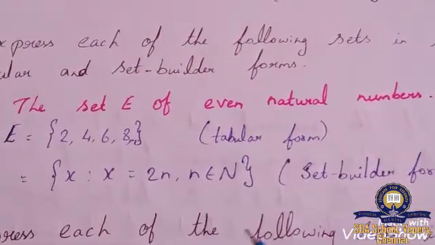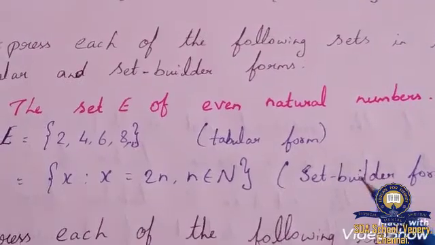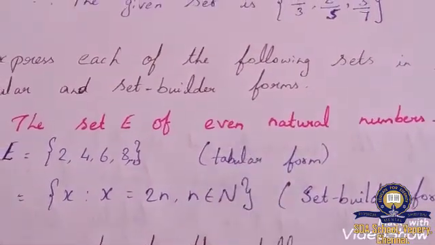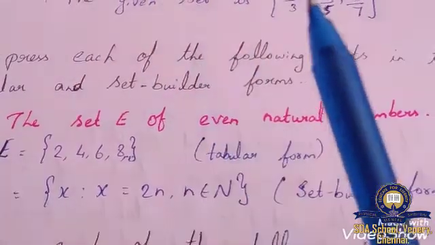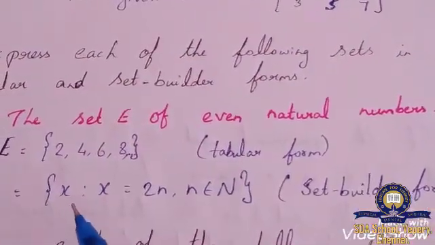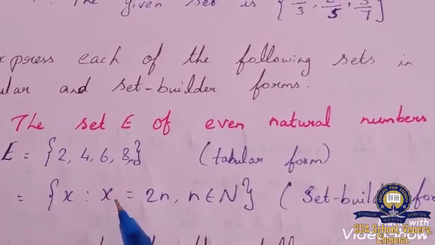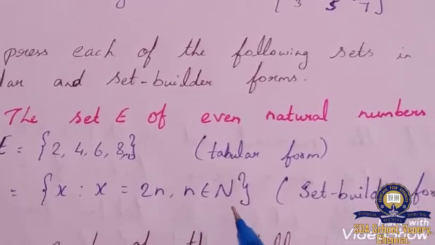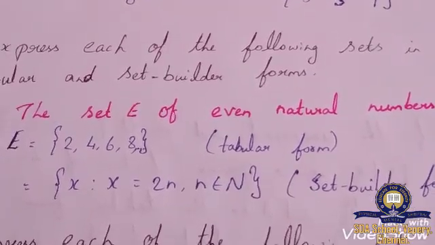Next we write it in the set builder form. Even means some number which is multiplied by 2. So we write it as x = 2n, where n belongs to N.